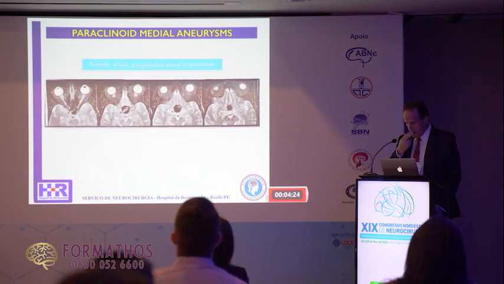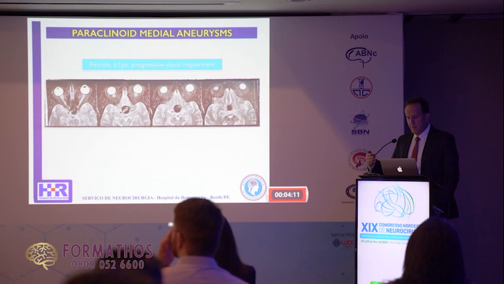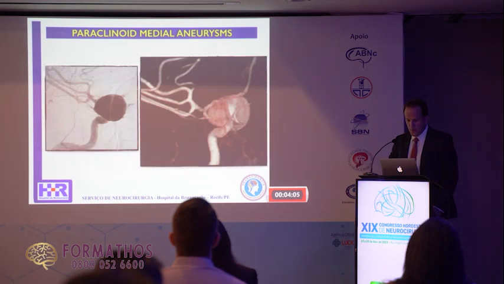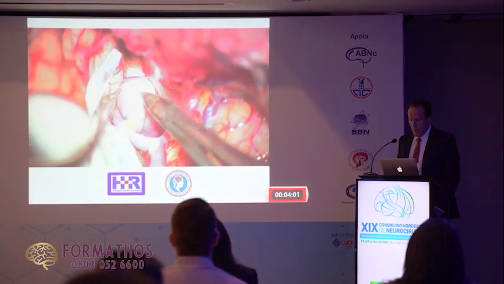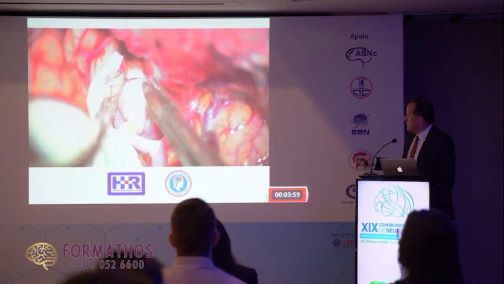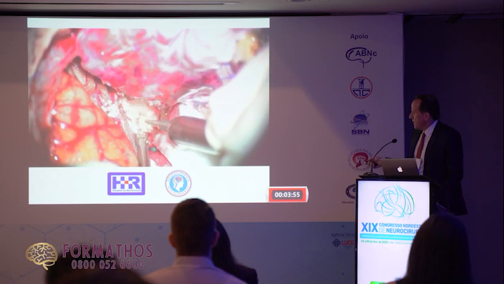This is a relatively common case of this kind of aneurysm. Patients with progressive visual impairment start with the ophthalmologist, and then they demand an MRI scan, and then you can see the aneurysm. So here we start, you can see how large the aneurysm is. Here's the optic nerve. And then we start performing the clinoidectomy.